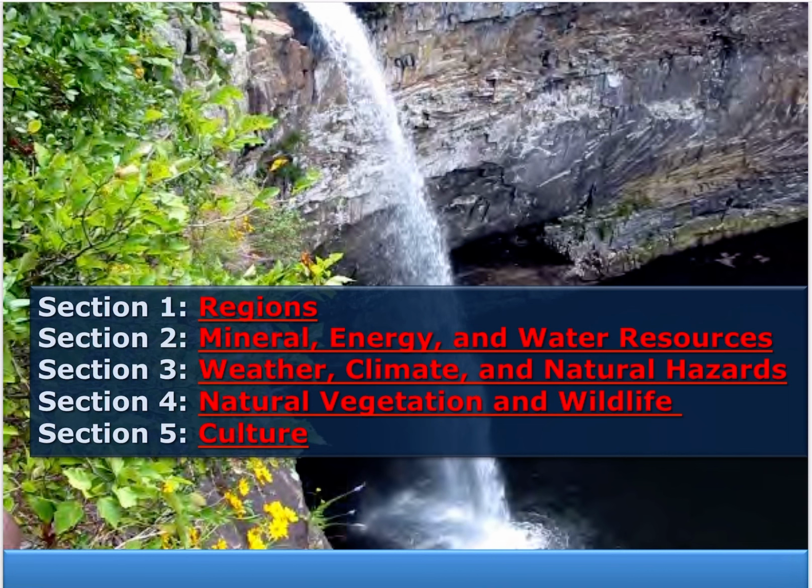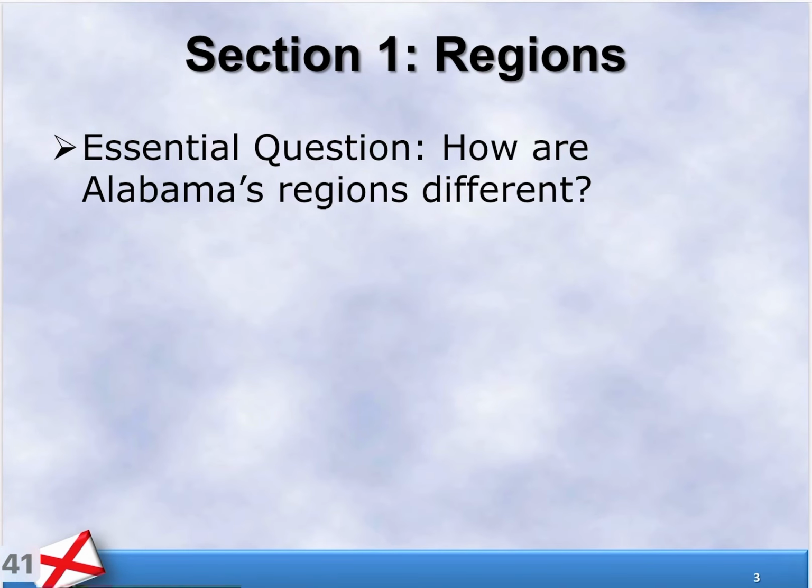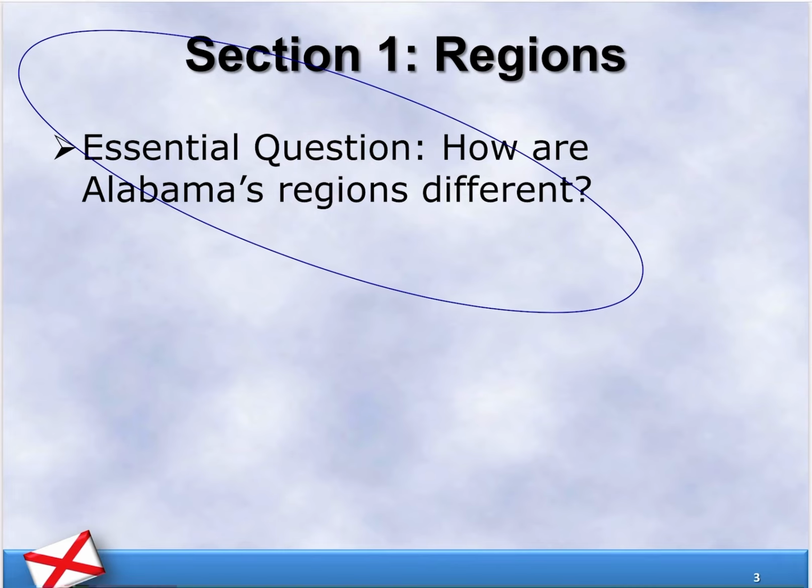Section 2, mineral, energy, water resources. Section 3, weather, climate, and natural hazards. Section 4, natural vegetation and wildlife. Section 5, culture. In the regions section, the essential question, that just means, what do I need to be able to answer at the end of this test?